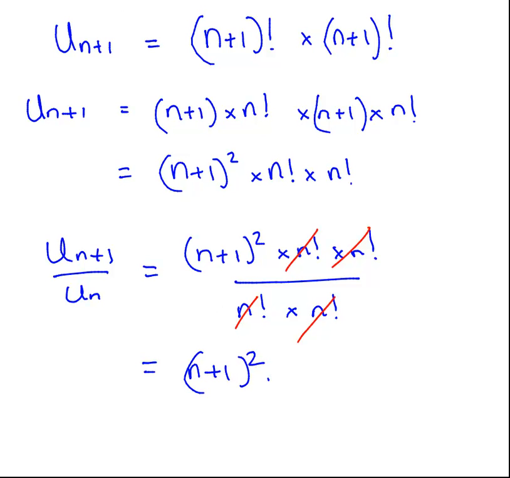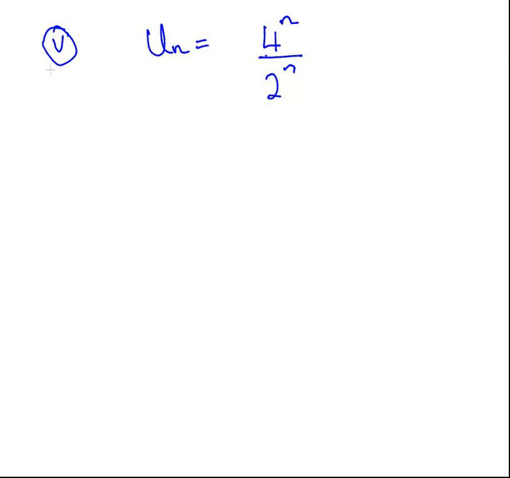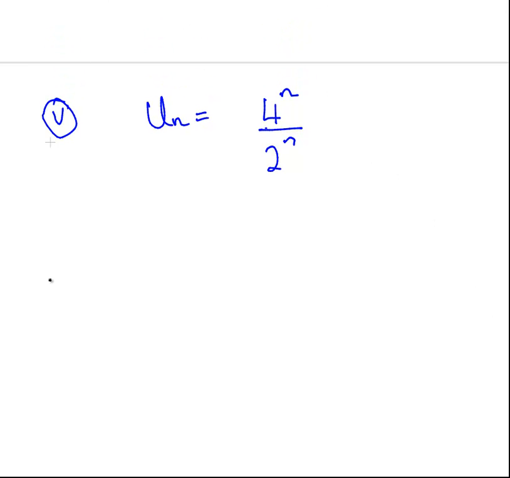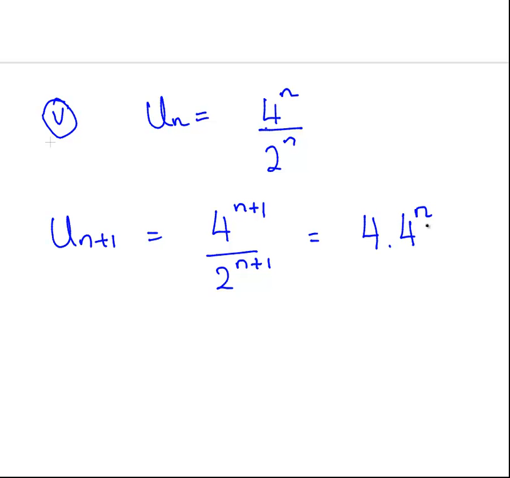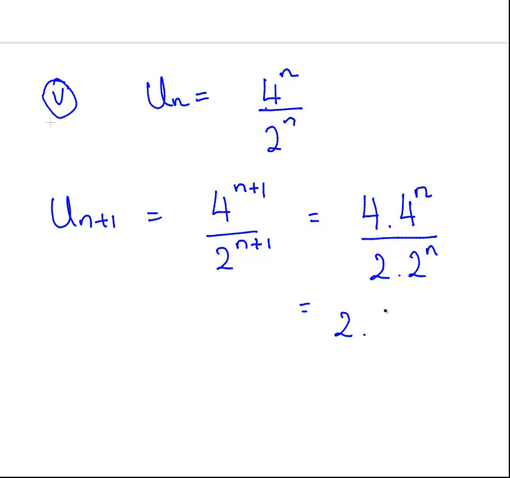Okay, moving on to the next one here. This is number 5. Okay, this one looks harder than it actually is. So u of n plus 1 equals 4 times (n+1) over 2 times (n+1), and that is equal to 4 times 4 to the n. That's just using one of our earlier examples, our first example, just using those power laws, 2 to the n. Okay, and we can rewrite that as 2 times 4 to the n over 2 to the n.